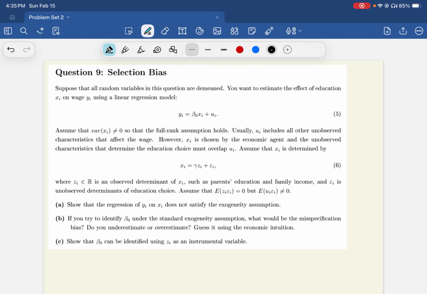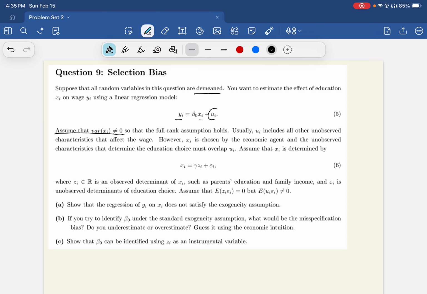We are going to study the selection bias as an example of endogeneity problem. As in the lecture, we are going to consider the effect of education on wage. Y is wage, X is education. And we are going to assume the full rank assumption is satisfied and all the variables are demeaned.